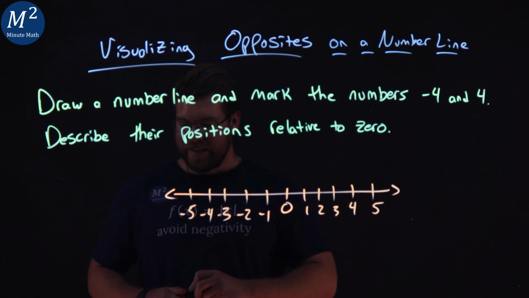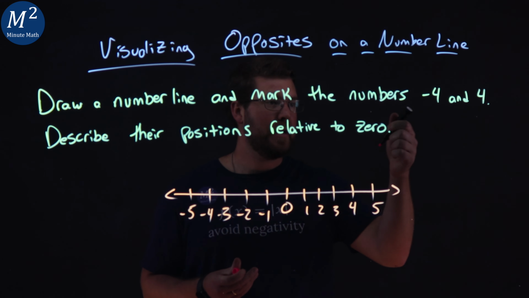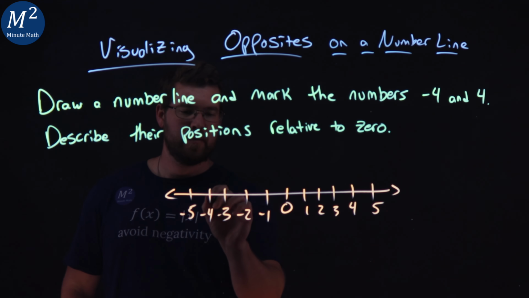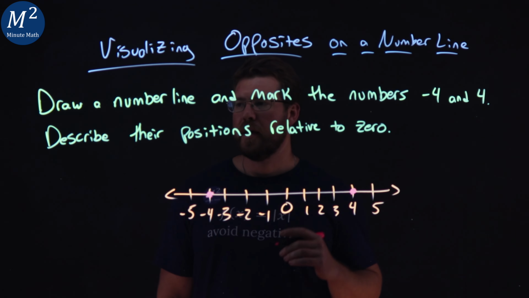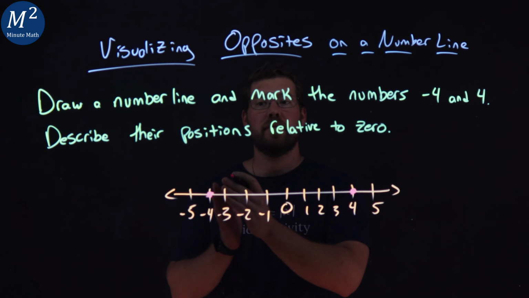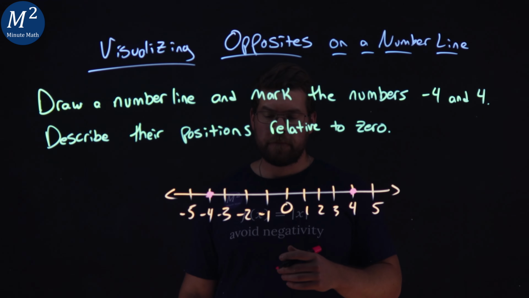So now we're going to plot our 2 points. Our first point here, -4, is right here on the number line. And we're going to plot +4 right there. We got it. Now let's describe the positions relative to 0.